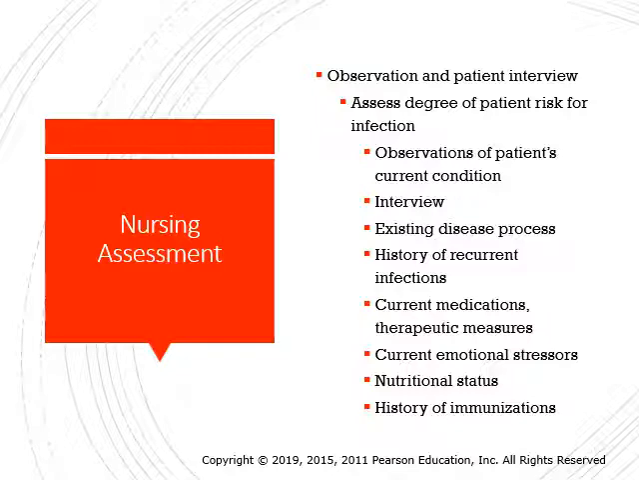Current emotional stressors. We know that patients who are stressed, which is all patients, have a lower ability to combat illness. Nutritional status. This may be impaired and require that the patient have additional support in that way to promote healing. And then also history of immunizations. Are they at risk for a specific illness because they have not been immunized with the suggested immunizations?